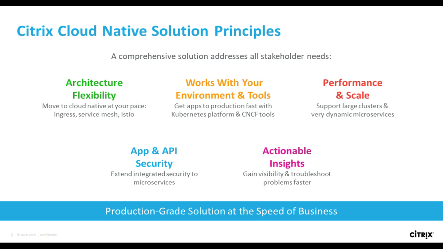The fifth key criterion which you have to consider is actionable insights. Kubernetes or microservices-based applications are very complex, and they deliver mission-critical capabilities to your users, customers, partners, employees. So you really want very high uptime, and that's where you're looking for very high visibility and tools and insights to troubleshoot problems faster.